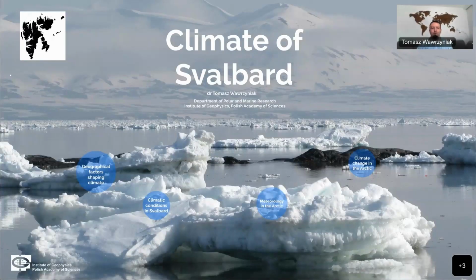I'll start with the description of geographical factors that shape the climate. Then I'm gonna talk about the climatic conditions of Svalbard itself. Then I'll talk about the meteorological measurements that are conducted in the Arctic, not only in Hornsund, but also at all meteo stations. And then at the end, I'm gonna finish with the climate change in the Arctic. So what we do observe, how we describe it, and what changes do we observe there.